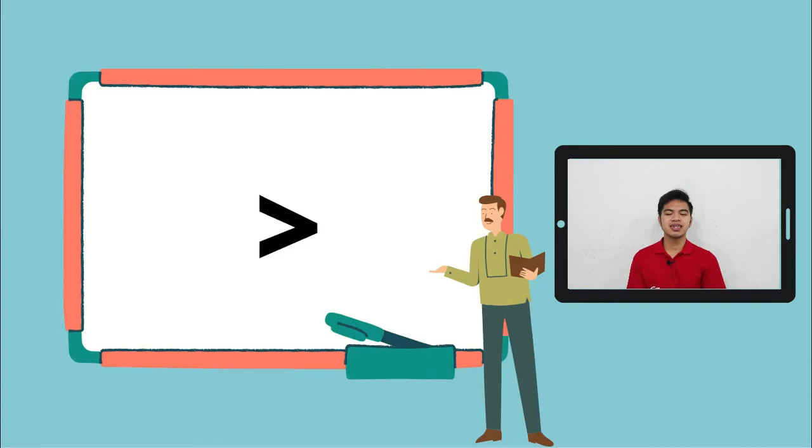And the next one is greater than. We use it when the number on the left side is bigger than the number on the right side. We call it greater than.